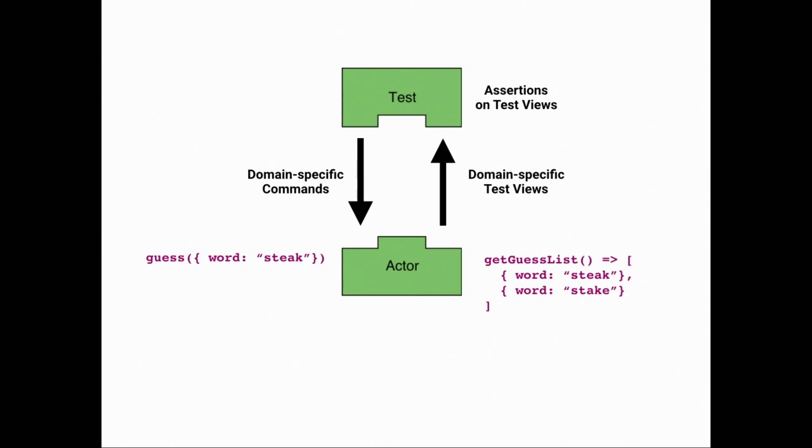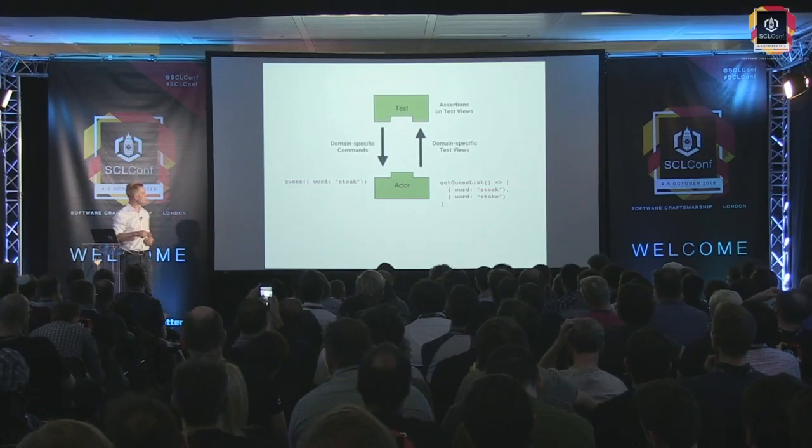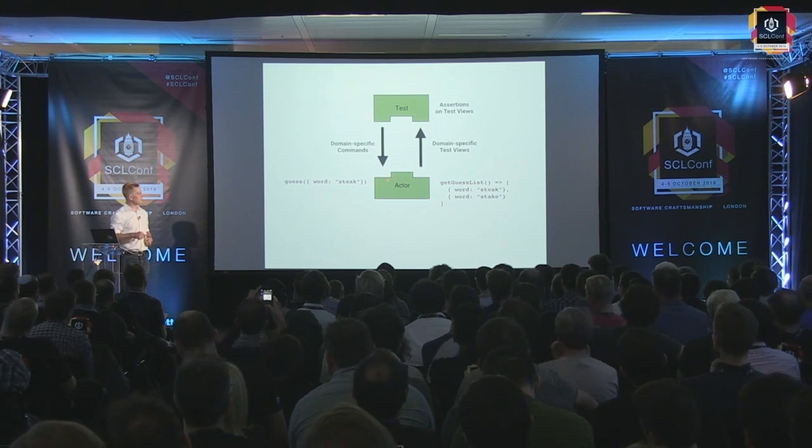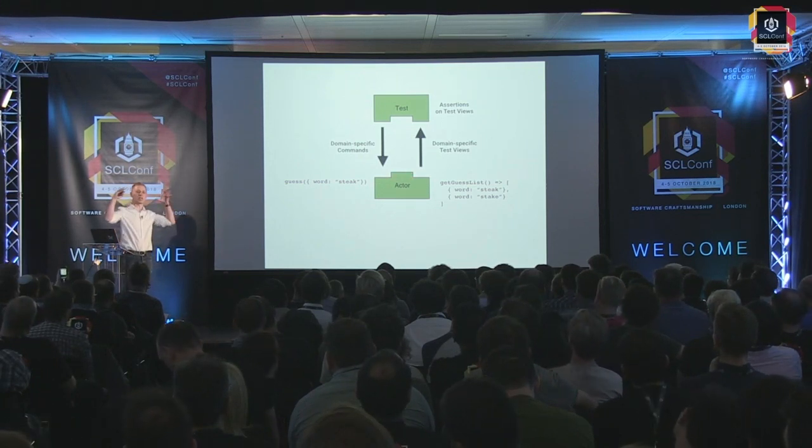All right, so I'm just looking a bit more into detail about this contract here. So the test, what does it do? Well, it pokes the system with domain-specific commands. So for example, in this guessing game, you can guess a word, steak. So that's one of the methods on this actor here, which is basically an abstraction of the system.